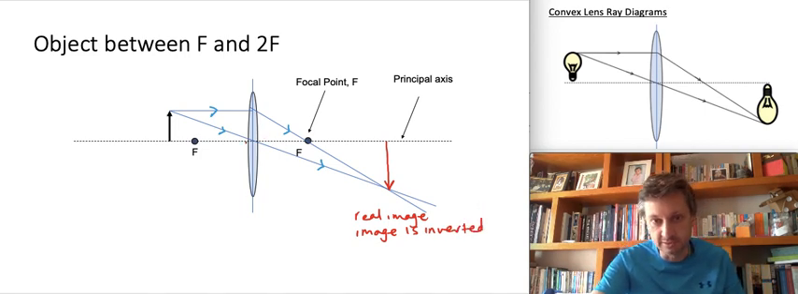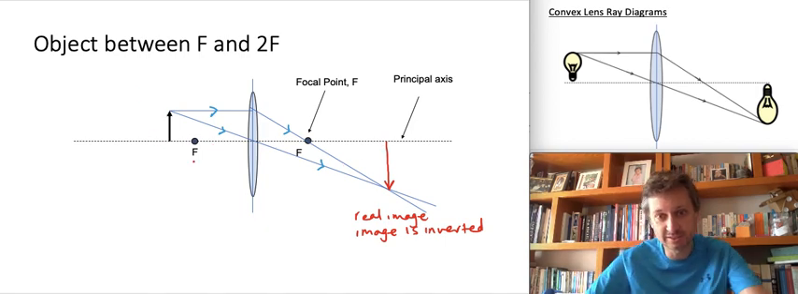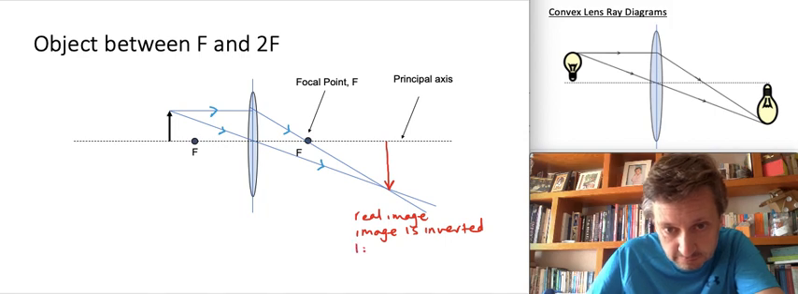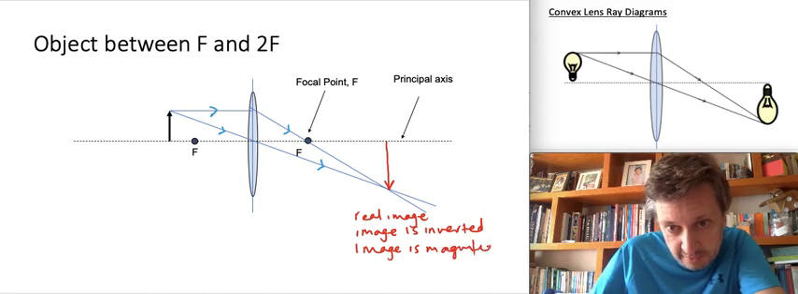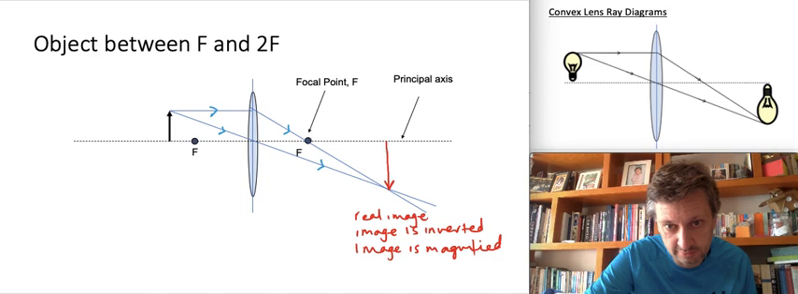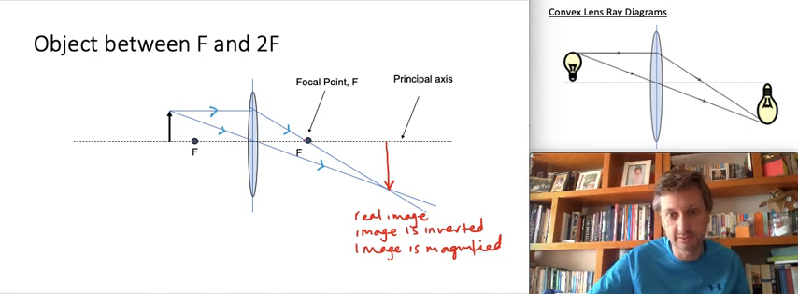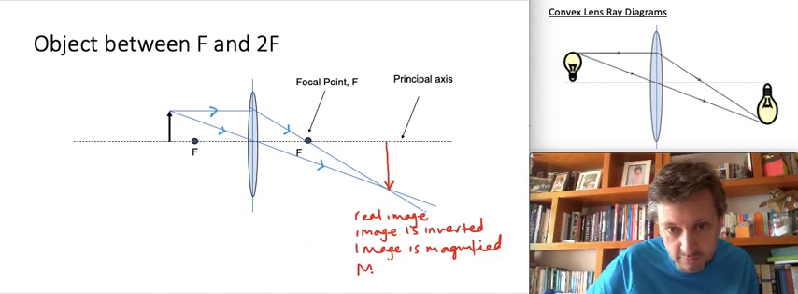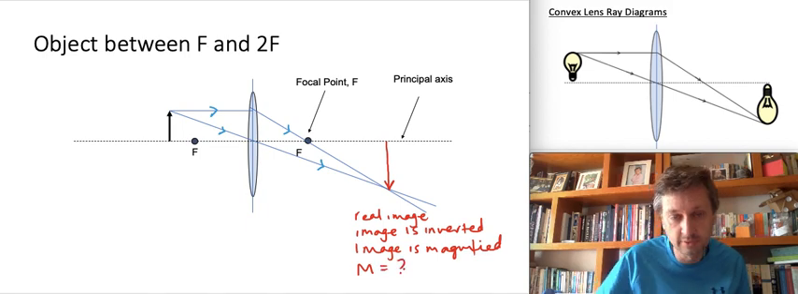I can measure the distance of the object and the image, by the way, but I can see here as well, either from that distance compared to that distance, or the image height compared to the object height, that that image is magnified. The image is bigger than the object. I could also ask you to calculate M. We could actually get a ruler and measure image size and object size and get a value of magnification. I won't do that in this case.